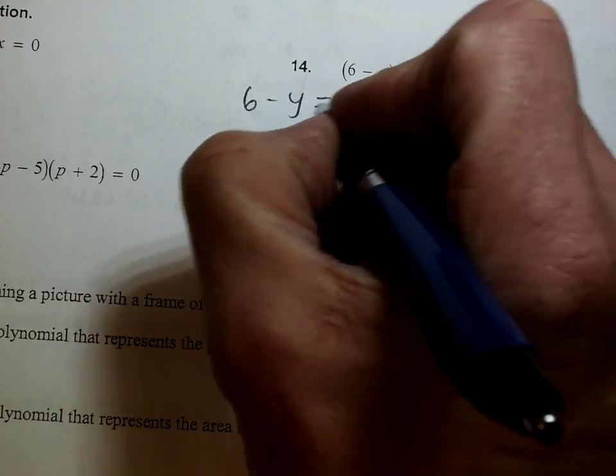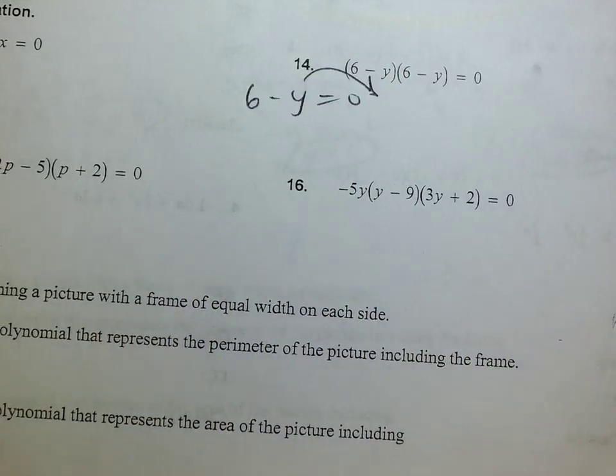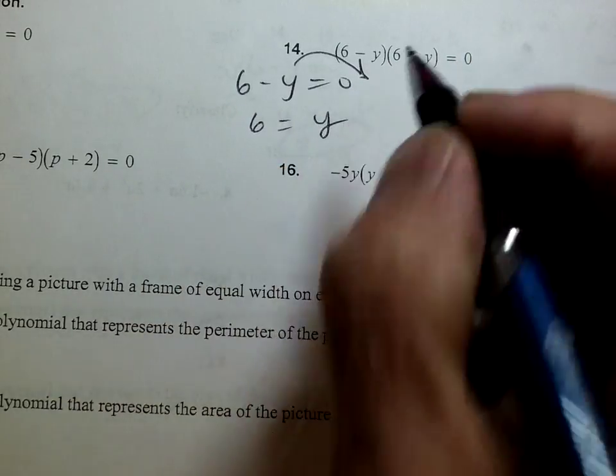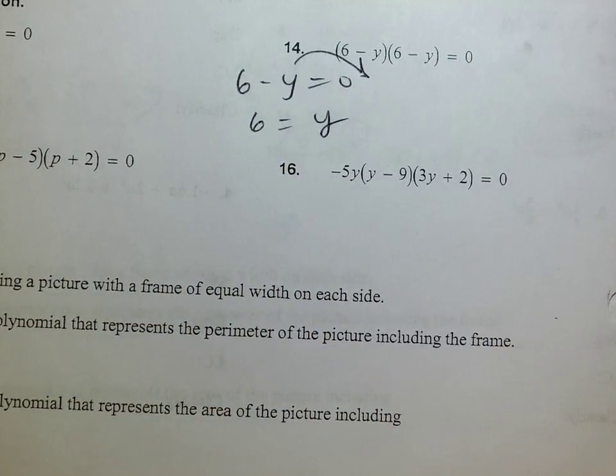6 minus y equals 0. What if I bring the y over instead? Then it's 6 equals negative y. 6 equals positive y, because you got to add the y, right? Isn't that easier? Cool. There you go.